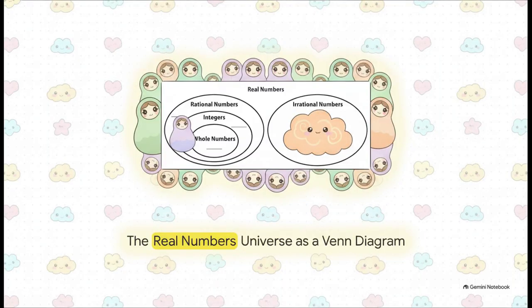And this brilliantly illustrates how the whole nesting doll analogy comes to life. Picture it. Wrapped up in a large rational number space, we have our smaller subsets, right? Integers sitting inside rationals, and whole numbers nestled safely inside integers.